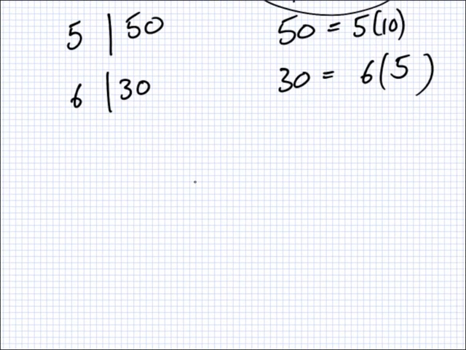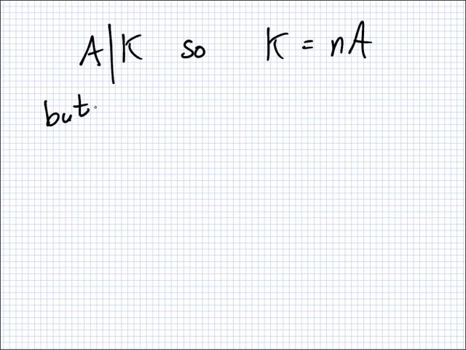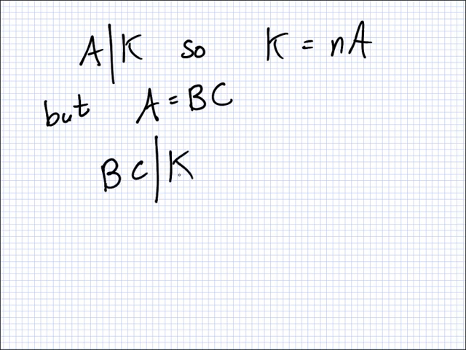Alright, so let's start again then. A is a factor of K, so K is some multiple of A. But imagine A could be written as two terms, maybe A is B times C. So now we can say BC is a factor of K. What does that mean? That means K is some multiple of B and C.